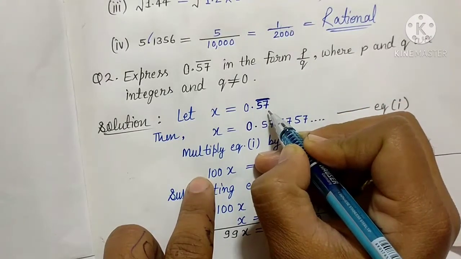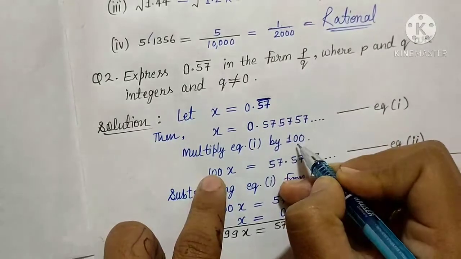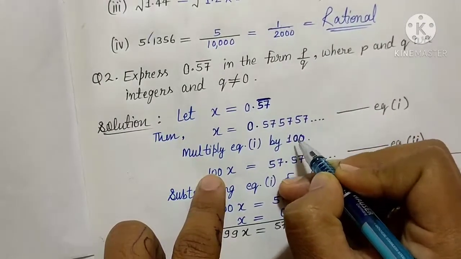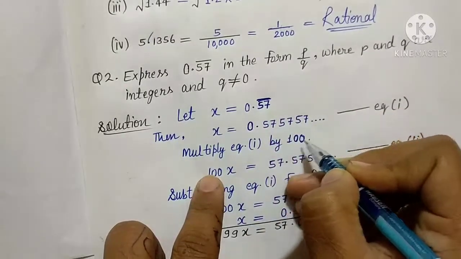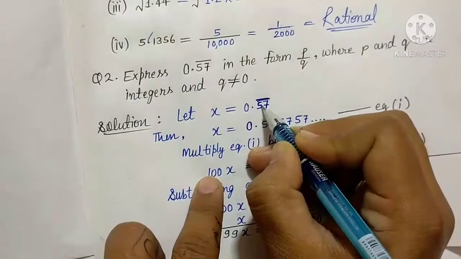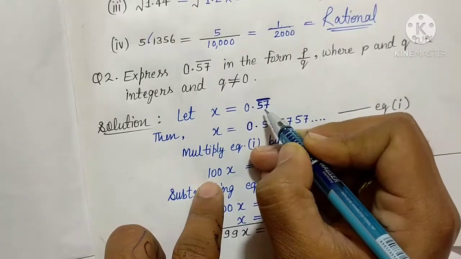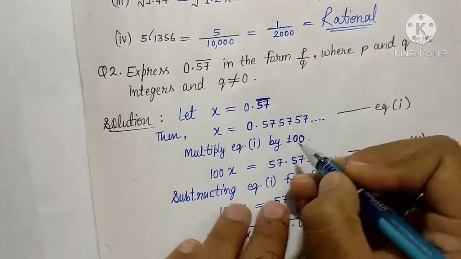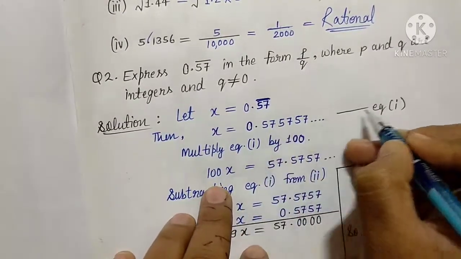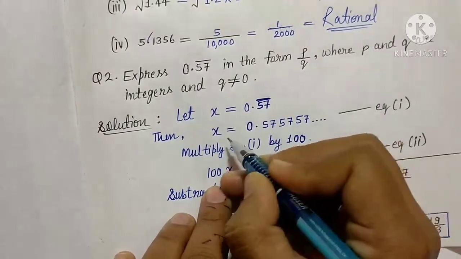So we will multiply it by 100, because in 100 also there are 2 zeros. If there are three digits, like 571, then we will multiply by 1000. However many digits are there in the repeating block, we multiply according to that only. Now we are multiplying this equation first by 100. This is our equation first, left hand side, right hand side.